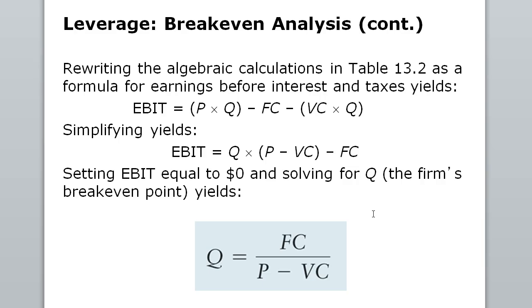So now, if we want to rearrange this formula, we can rewrite it to solve for the quantity. So if we put fixed costs on top and we divide by price minus variable cost, we'll get the quantity at the zero EBIT break-even point.